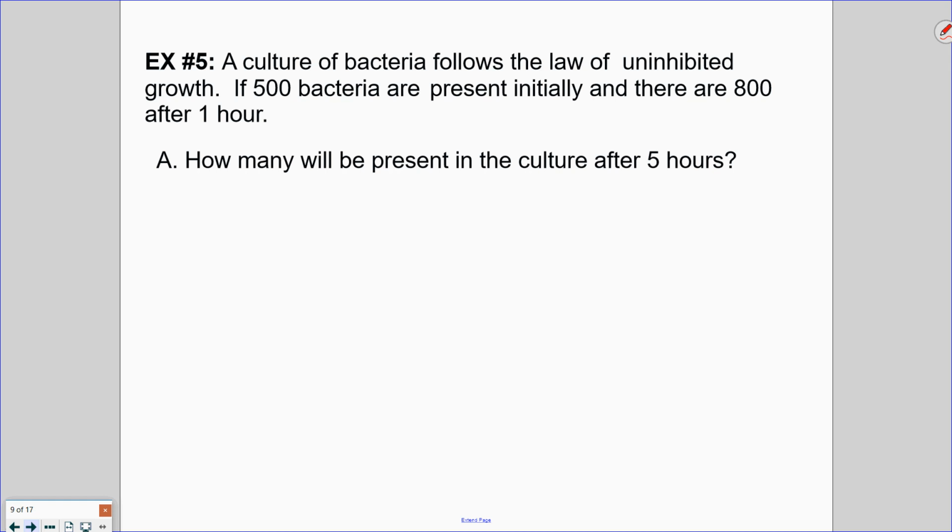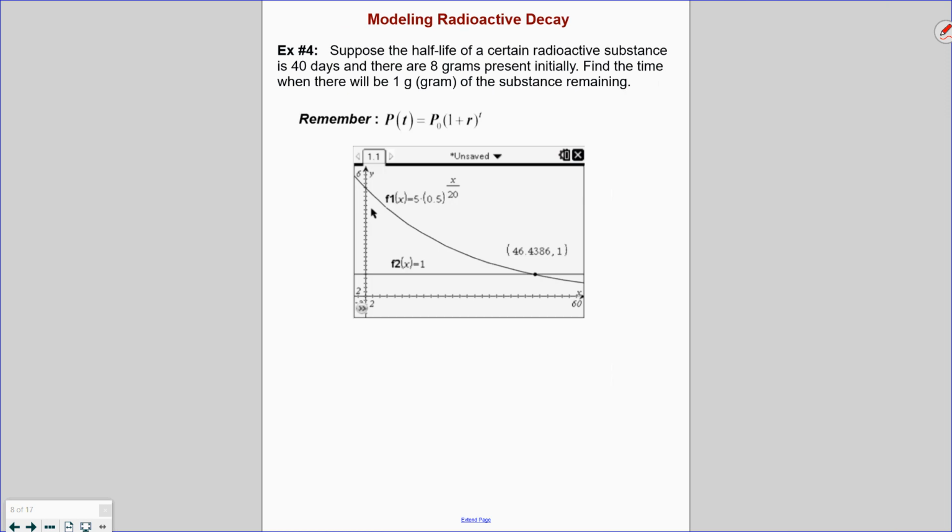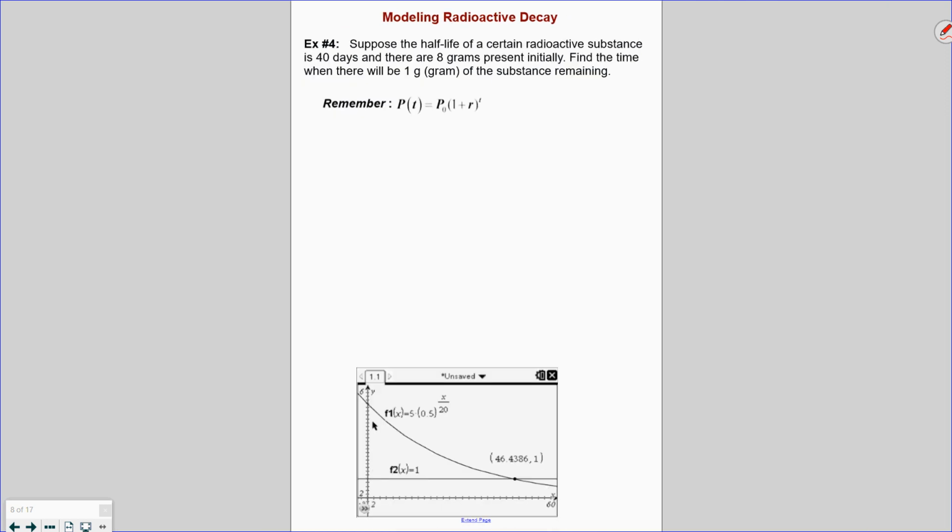So let's get to our equation and then we'll see. Oh, I guess we can't see it from there. So we want to look and figure out how we got to this picture. So I'm going to move it out of the way.